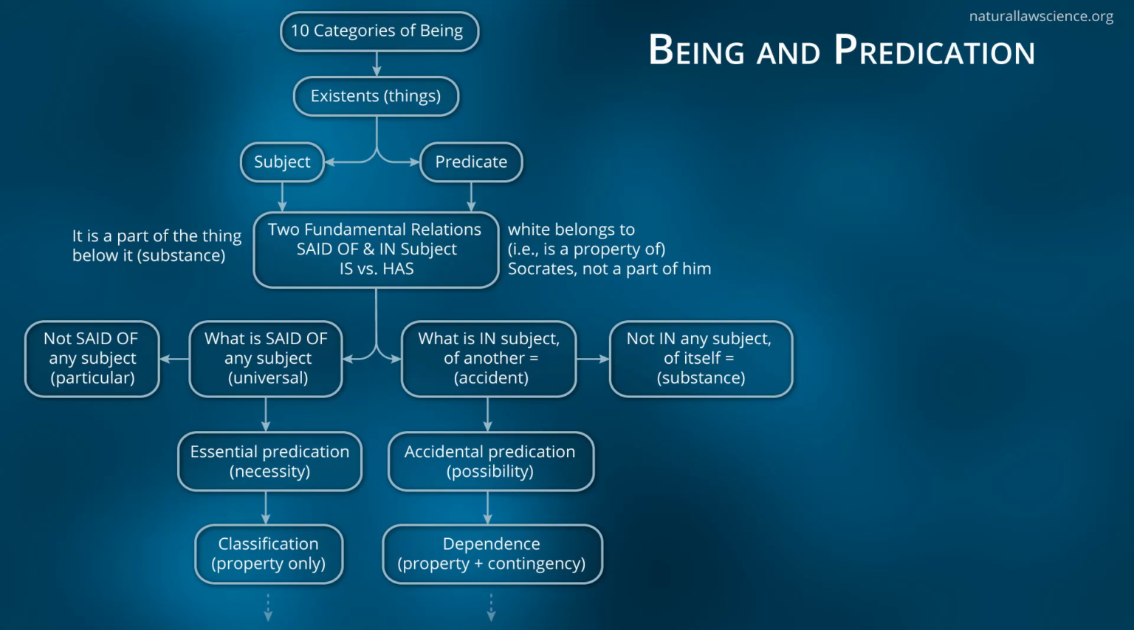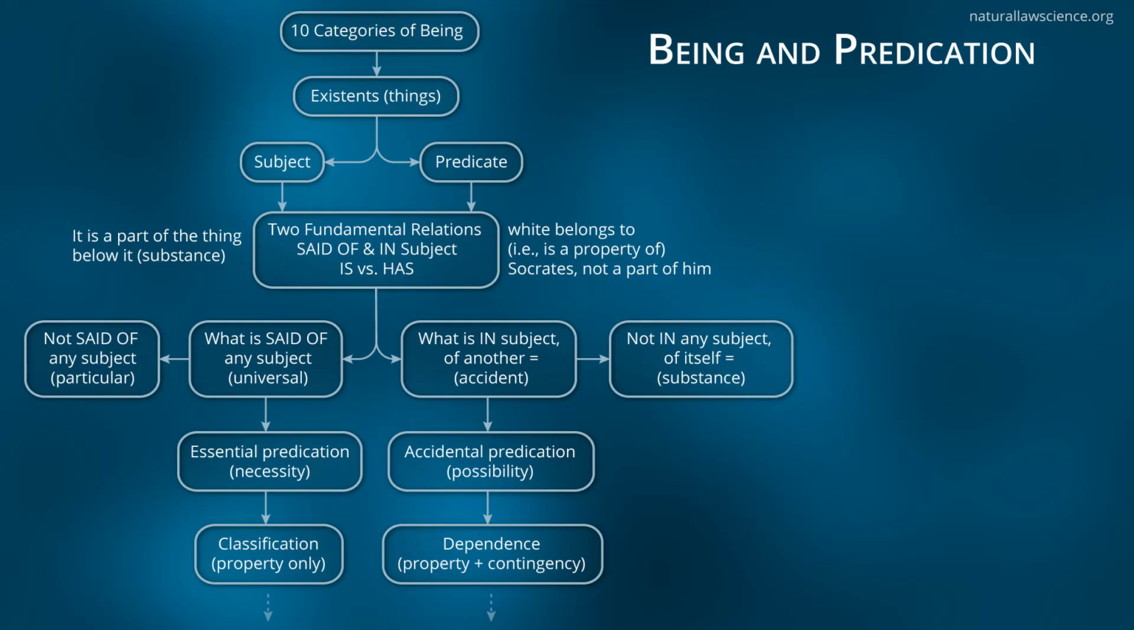So we have what is said of any subject. This is generally a universal. And what is not said of any subject is a particular. Because if you're not said of any subject, then you can only be a subject yourself, and that's what a particular is. But if you're said of a subject, then you can be a universal substance, not just a particular substance. And that's essential predication. This deals with necessities. When you have a universal substance that's predicated of a particular substance, that's an essential predication. It's a necessity.